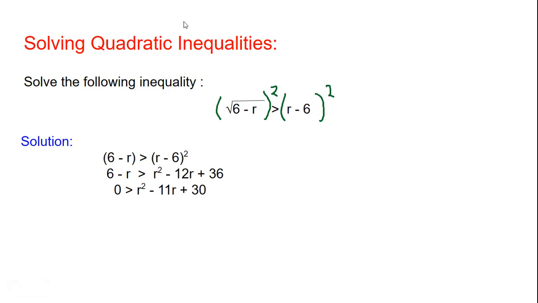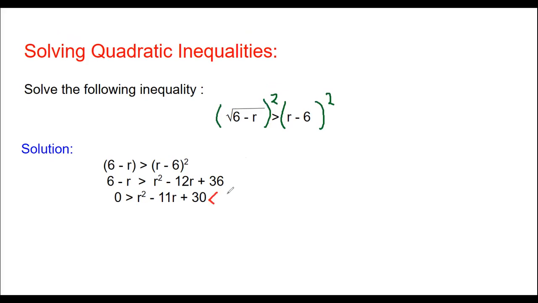as r squared minus 11r plus 30 less than 0. Okay, it's the same thing. So you can think of it as a crocodile coming to eat the zero instead of this r squared minus 11r plus 30 number. Okay, in other words, you can just forget this side, just only focus on this side.